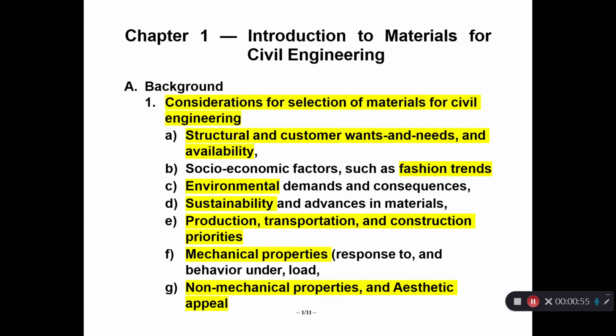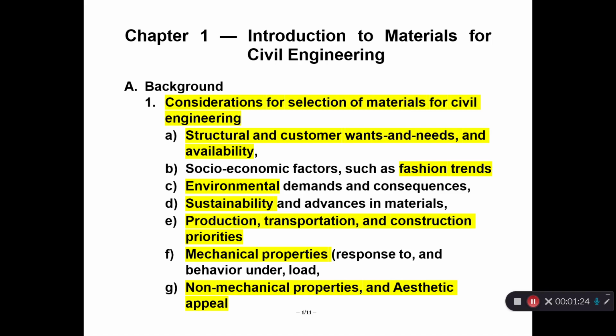So a little bit of background. When we are talking about materials for civil engineering, we're talking about considerations for the selection of materials. They could be structural needs, or basically this is what the customer wants. And sometimes the customer wants some pretty crazy materials. This could be influenced by socioeconomic factors and fashion trends, as we'll talk about some of the interesting finishes that we'll encounter. There are some environmental constraints oftentimes.